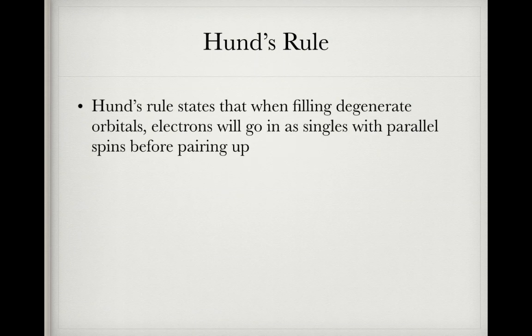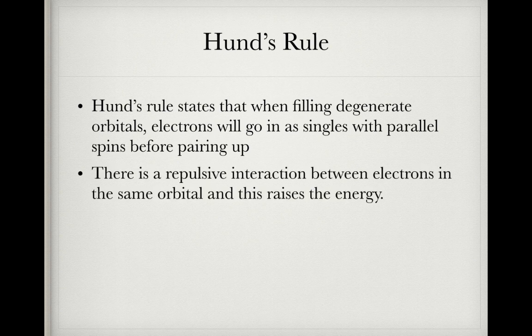So Hund's rule deals with filling in degenerate orbitals. Anytime we have a p subshell or a d subshell where we have multiple orbitals at the same energy, Hund's rule states that electrons will go in as singles with parallel spins before they begin to pair up. The reason for this is that there is a repulsive interaction between electrons that are in the same orbital, and anytime you have a repulsive interaction, the energy of the atom is going to go up, and Mother Nature always wants to have energy as low as possible. So this is why they go in as singles.